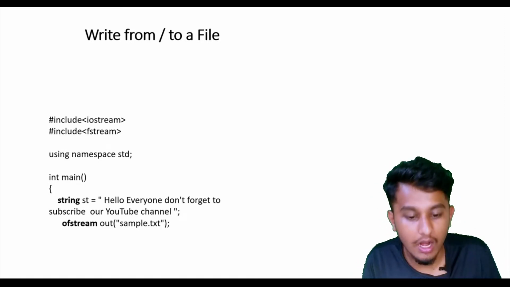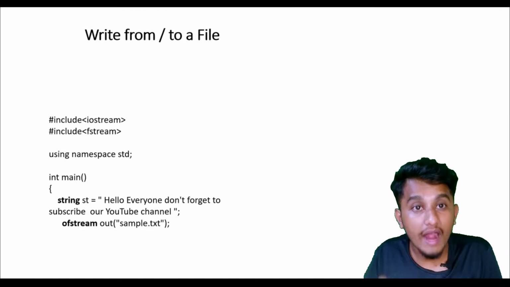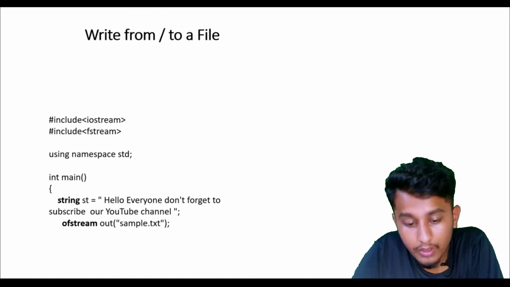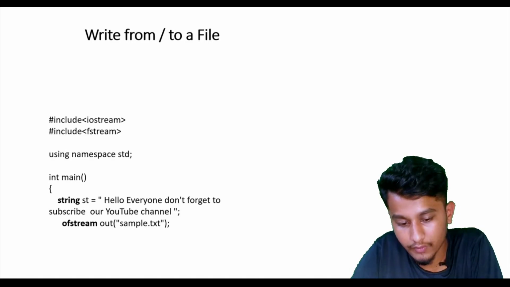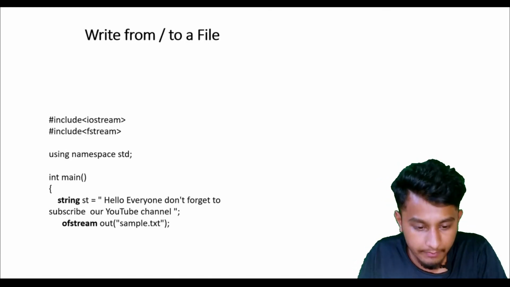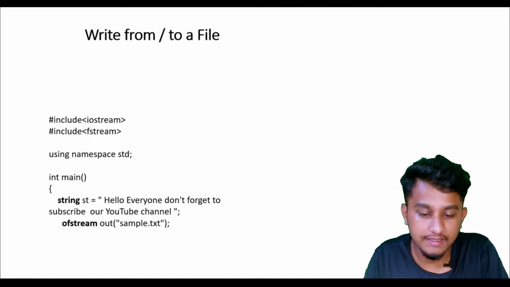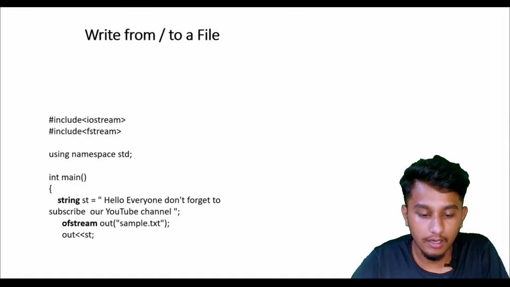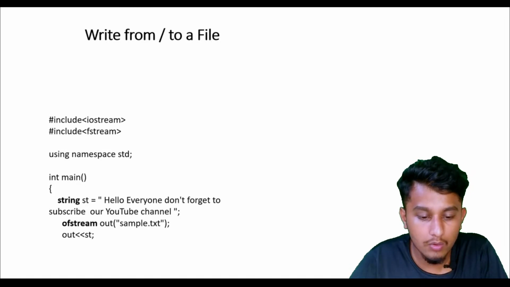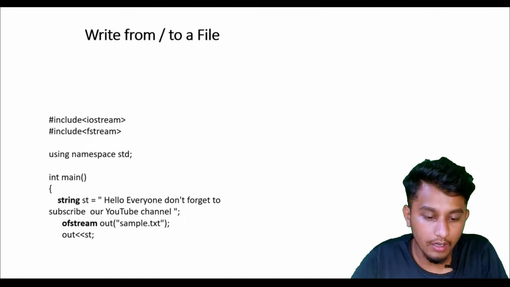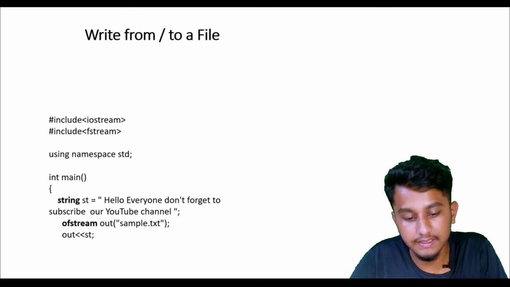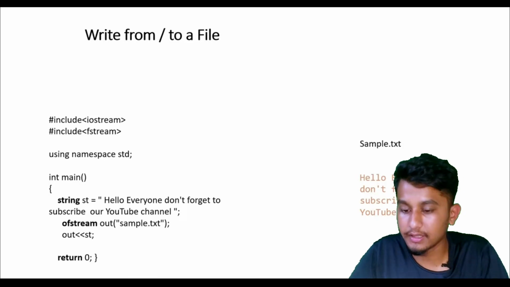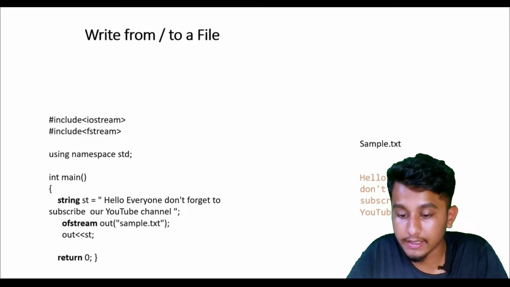Again we are using the ofstream keyword to write into a file. There is a file named sample.txt where we want to write "Hello everyone, don't forget to subscribe." So ofstream out. Okay, this is the process of writing into a file anything that you want. So we write through this syntax, and we will return from the program. Now sample.txt, then this value is created.